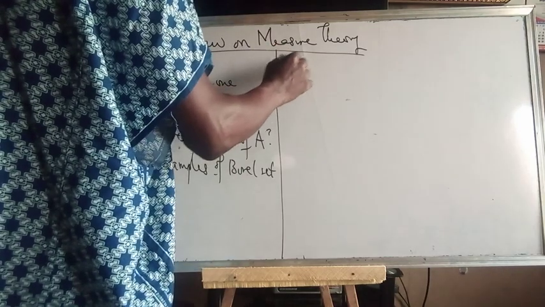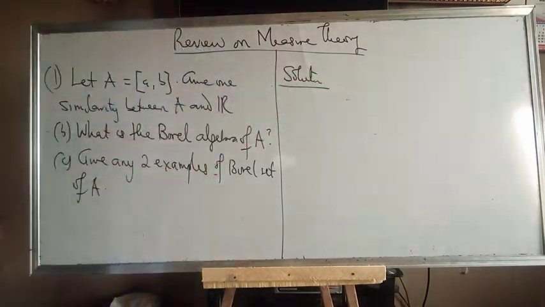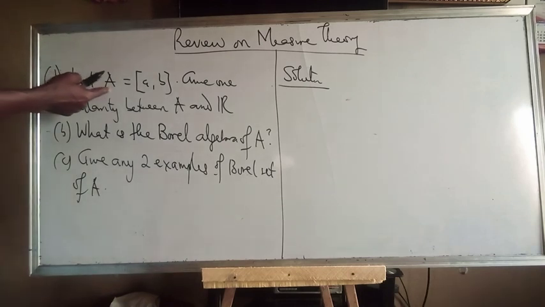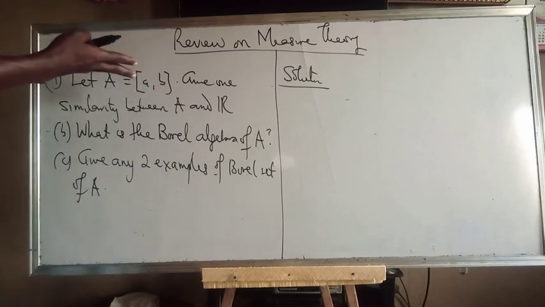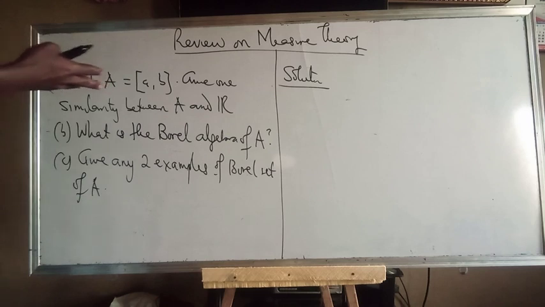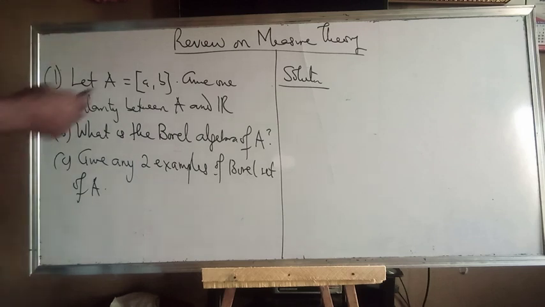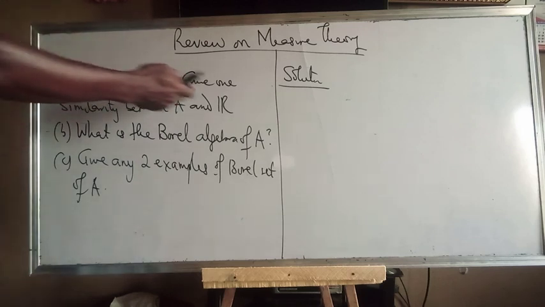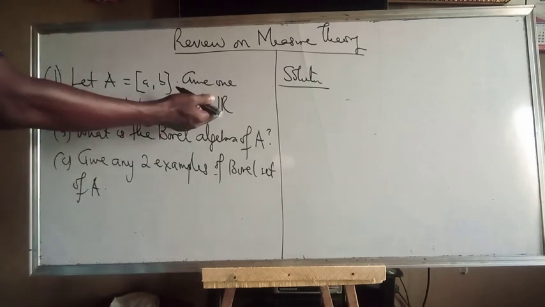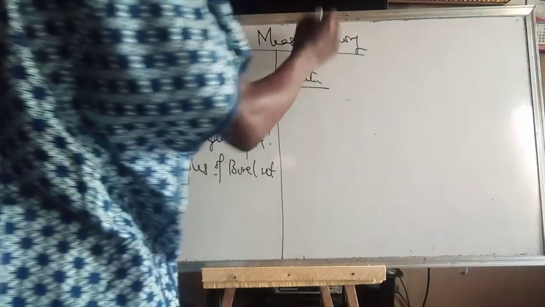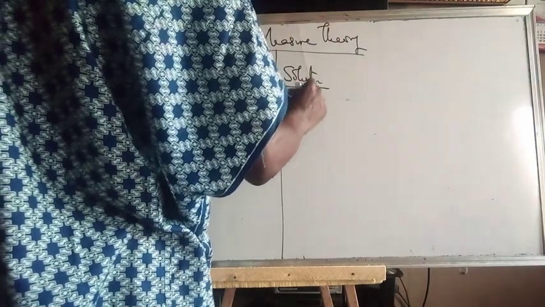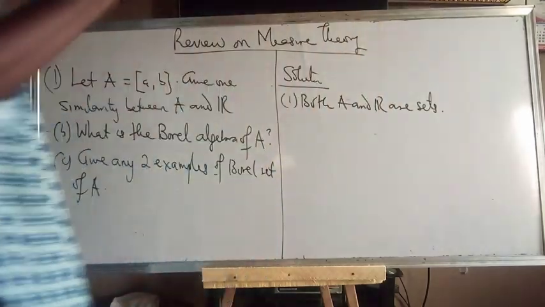Now the solution to this question, very simple. A is given to be a closed interval. This closed interval is a set on its own. When it's a closed interval, it's a closed set because it contains all its limit points. So, being asked to give a similarity between A and R, the simple answer is just that because A is a set of real numbers, both of them are sets. So the answer there is both A and R are sets. It's as simple as that.